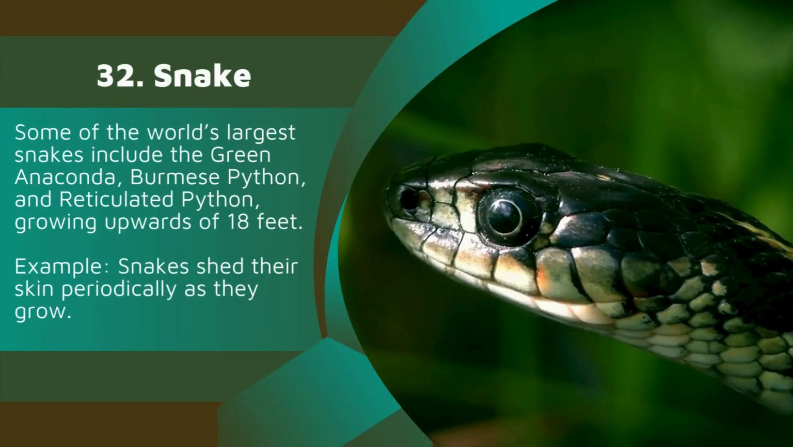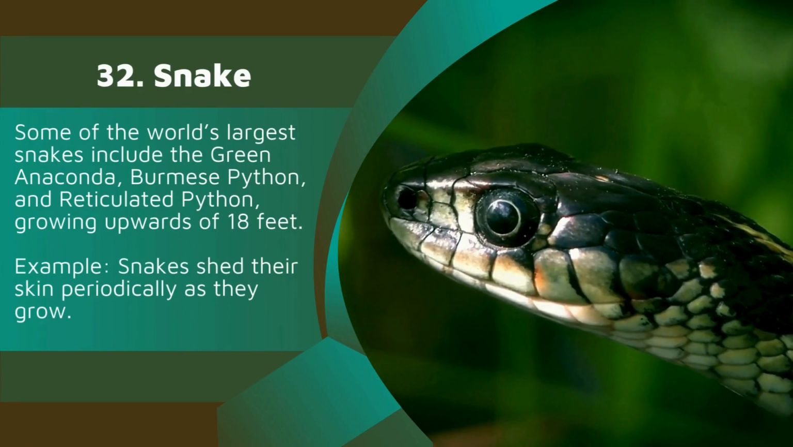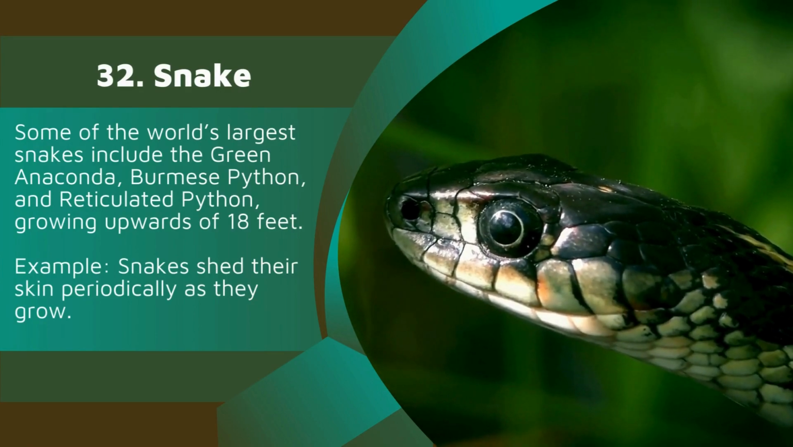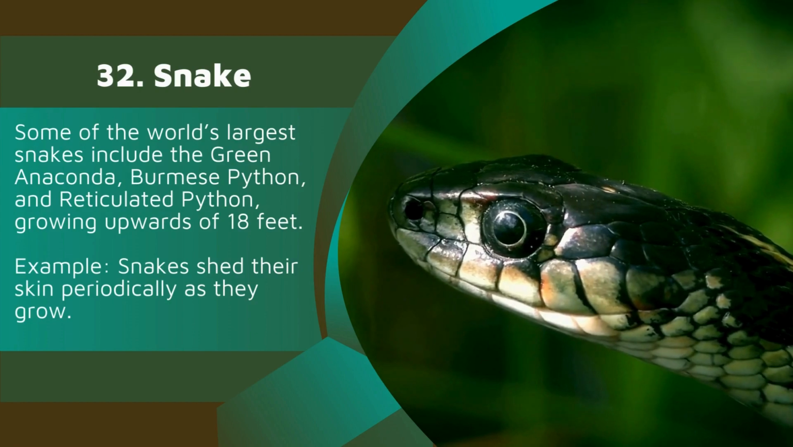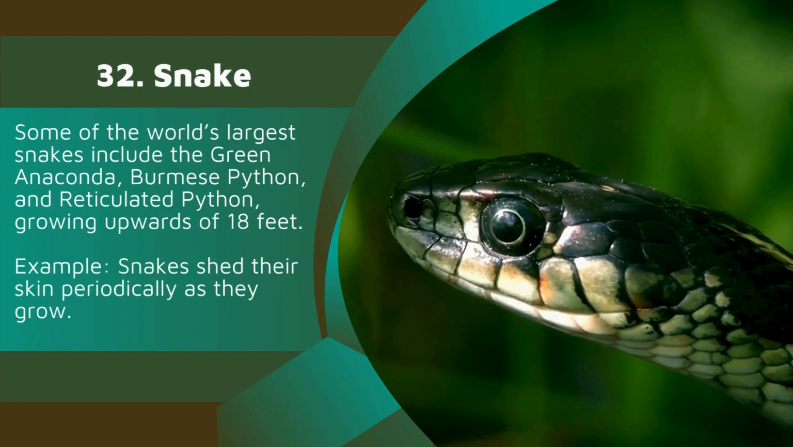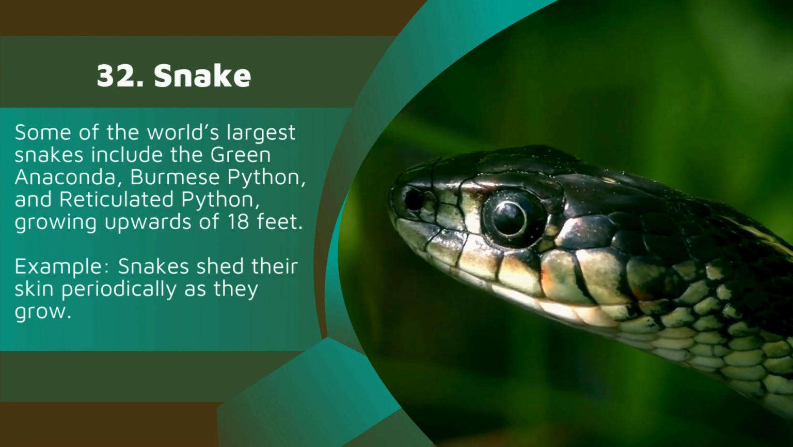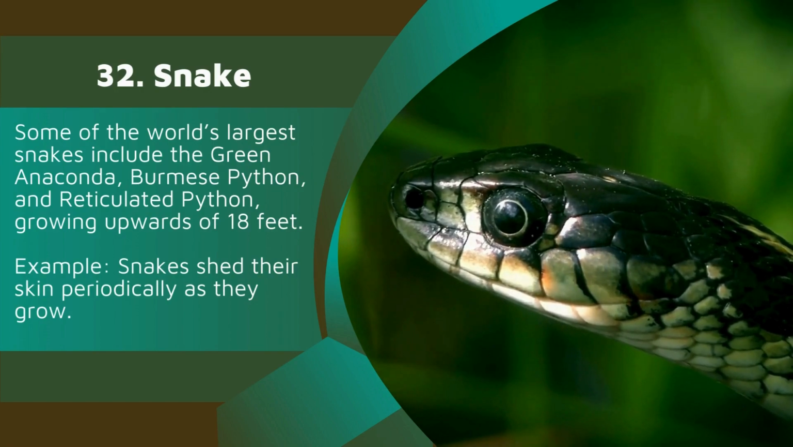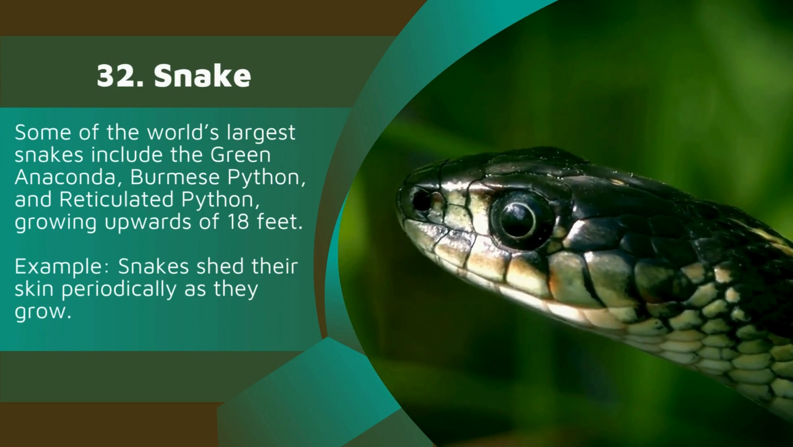32. Snake. Some of the world's largest snakes include the green anaconda, Burmese python, and reticulated python, growing upwards of 18 feet. Example, snakes shed their skin periodically as they grow.